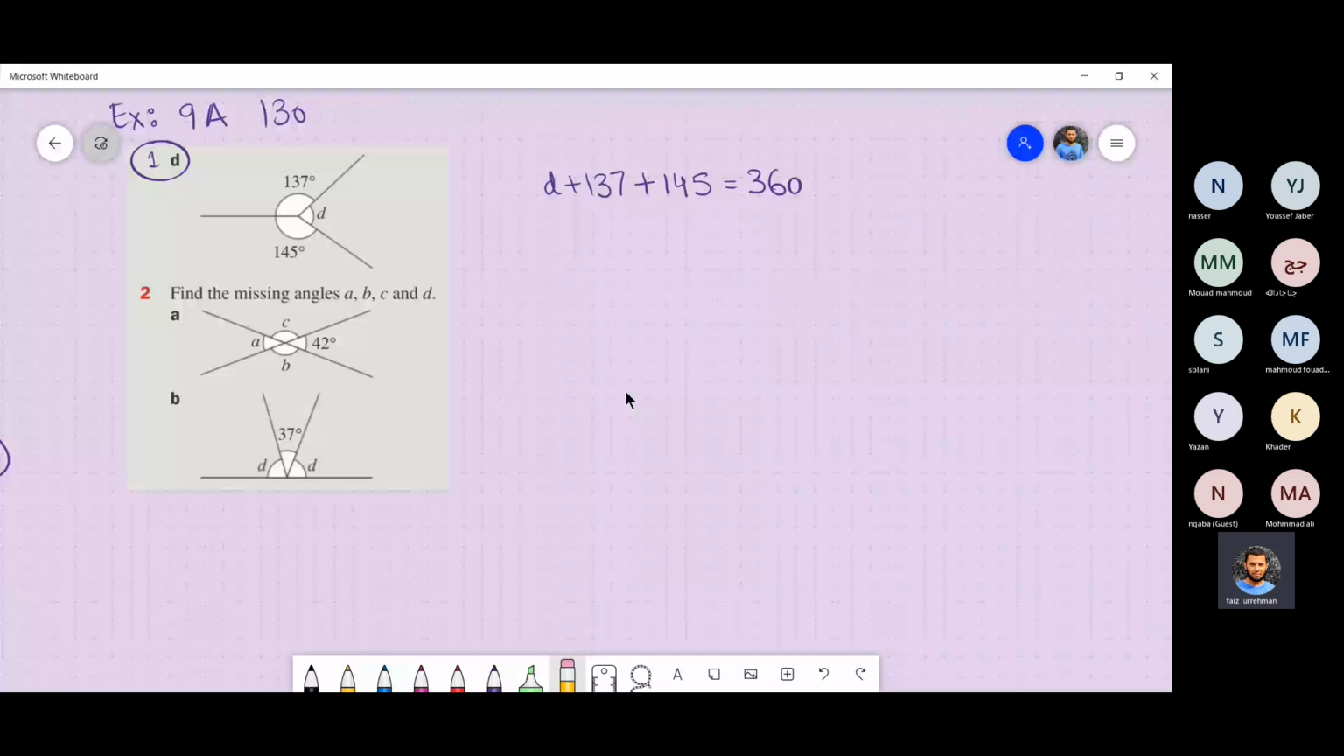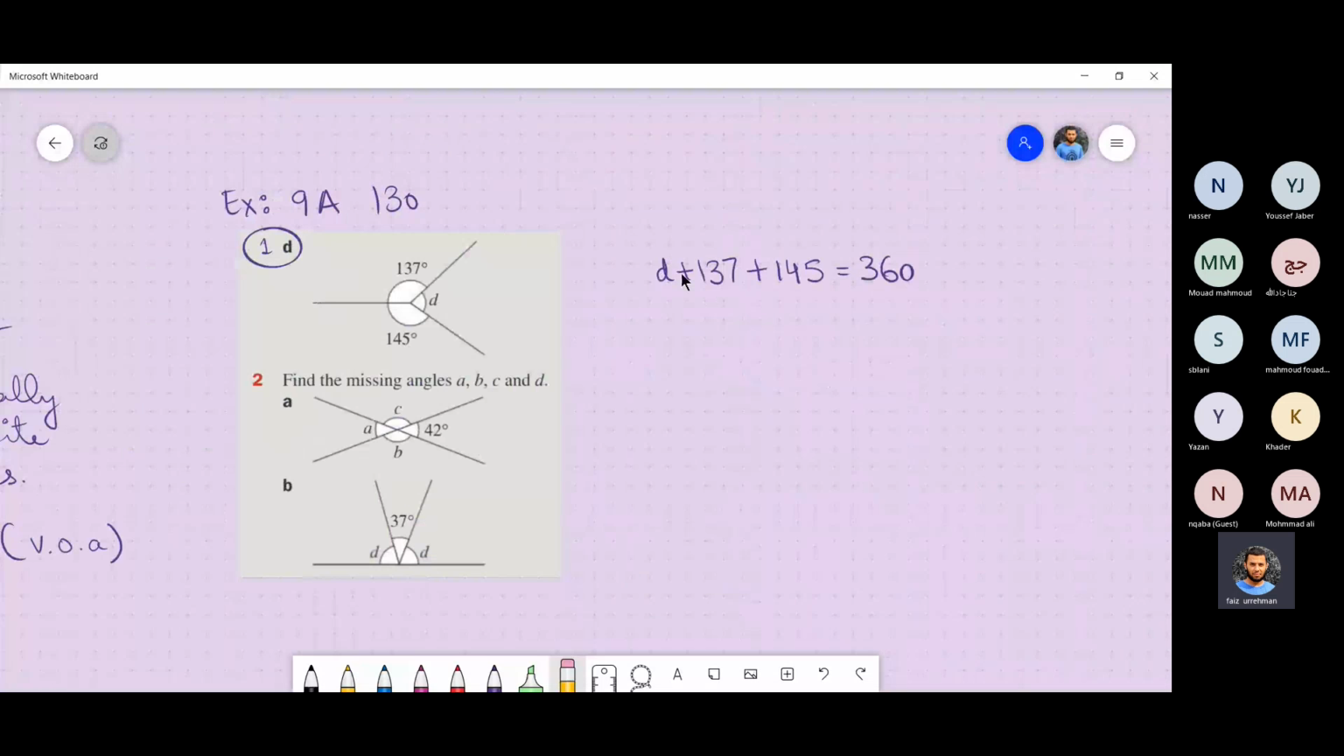So going back to this question, D plus 137 plus 145 will give me 360. The reason will be one complete turn. Now 137 plus 145, how much? 282. Yes.